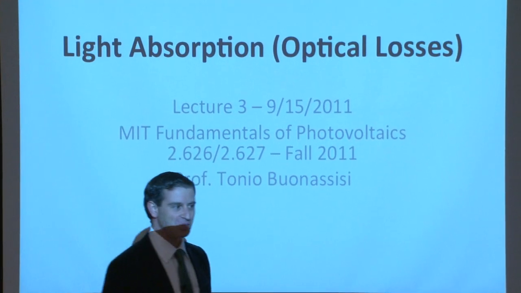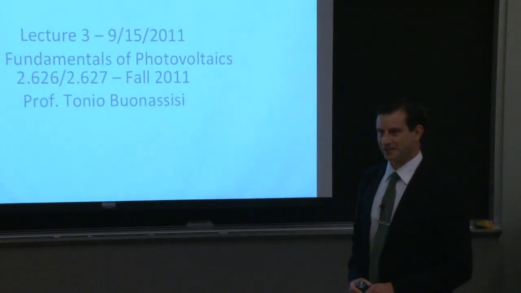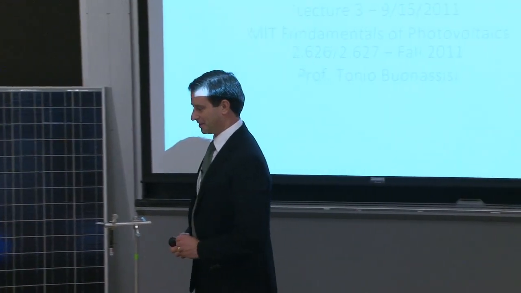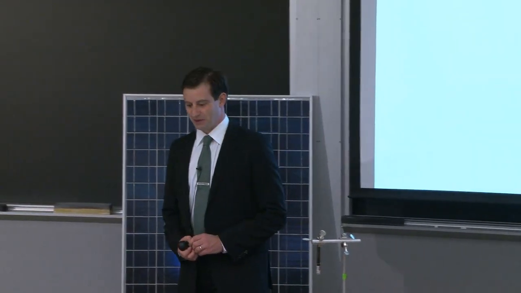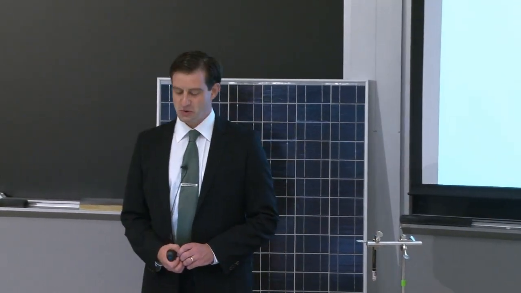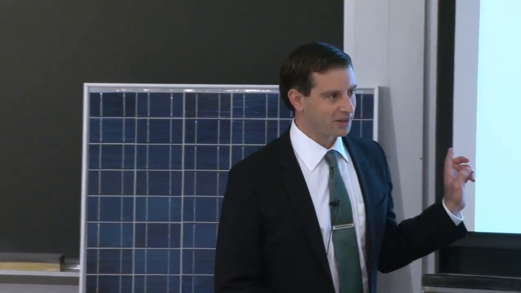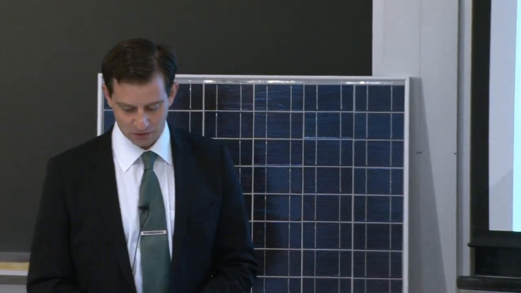Today we're going to talk about, it's the first technical discussion of the actual solar cell device itself. We talked last class about the sun and about the nature of the solar resource. Today we're going to be talking about the interaction of light with matter. In particular, we're focusing on light absorption. This lecture could alternatively be called light not getting absorbed, or optical losses. Both are important and both are related, as we'll see.